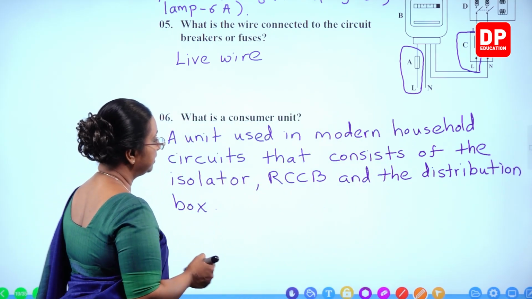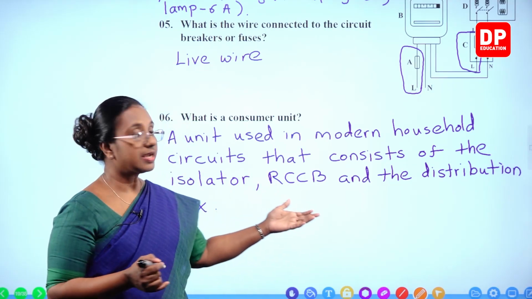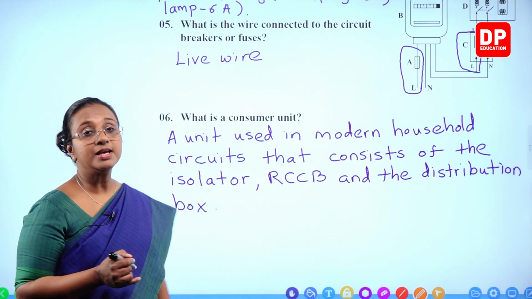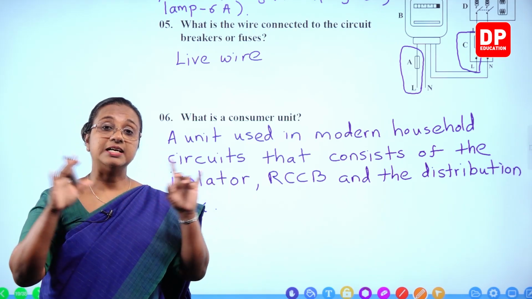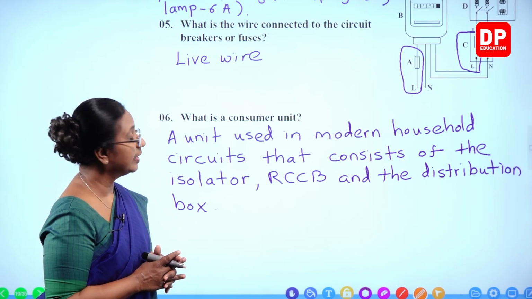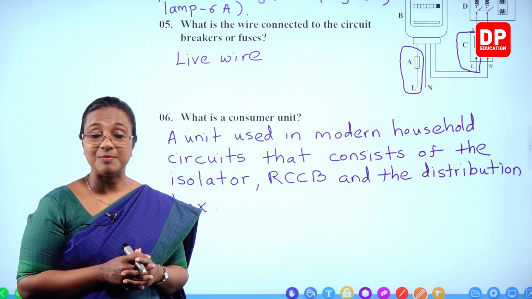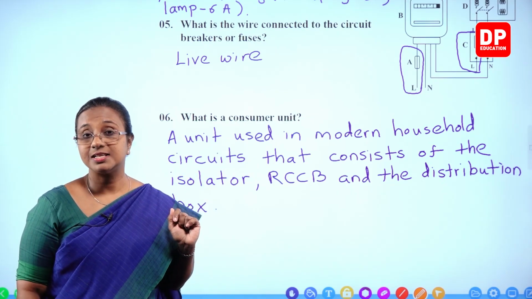So all together, distribution box means the miniature circuit breakers present inside the distribution box, RCCB the trip switch, as well as the isolator, main switch with the main fuse. All those together is present inside the same unit, that is the consumer unit. I'm sure you all can remember that. We saw it in the lab also. So with that, students, I'll move on to the next question.